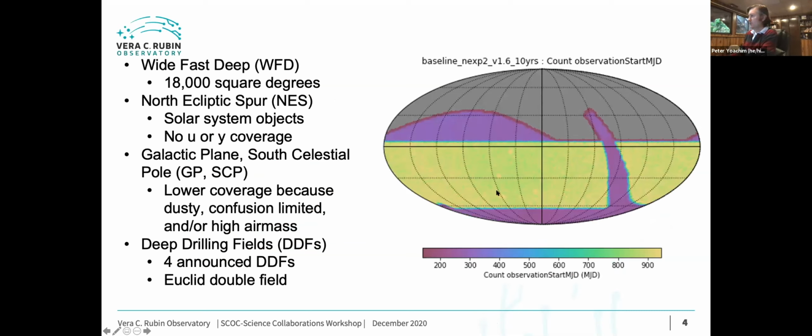And for the deep drilling fields, 4 of them have been announced so that folks could go get precursor data from space observatories and things like that. And the 5th field will probably be the Euclid double field down here.